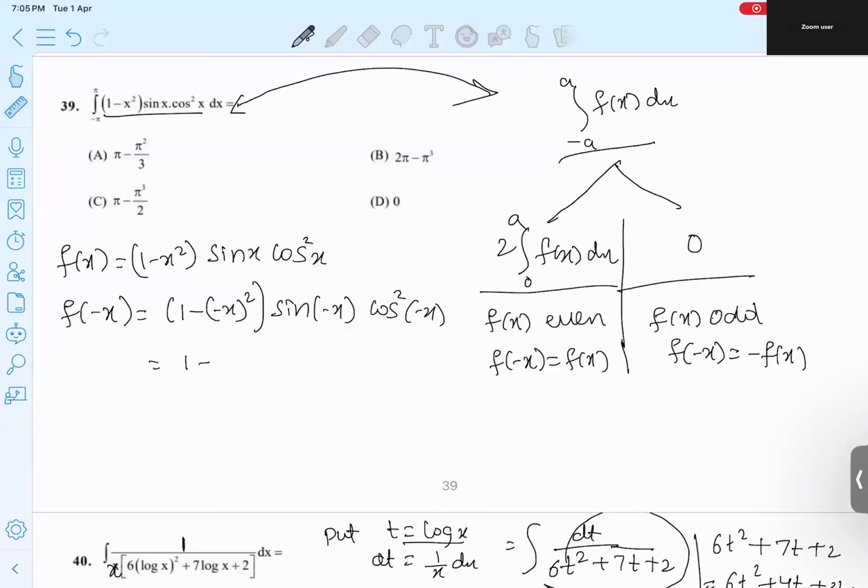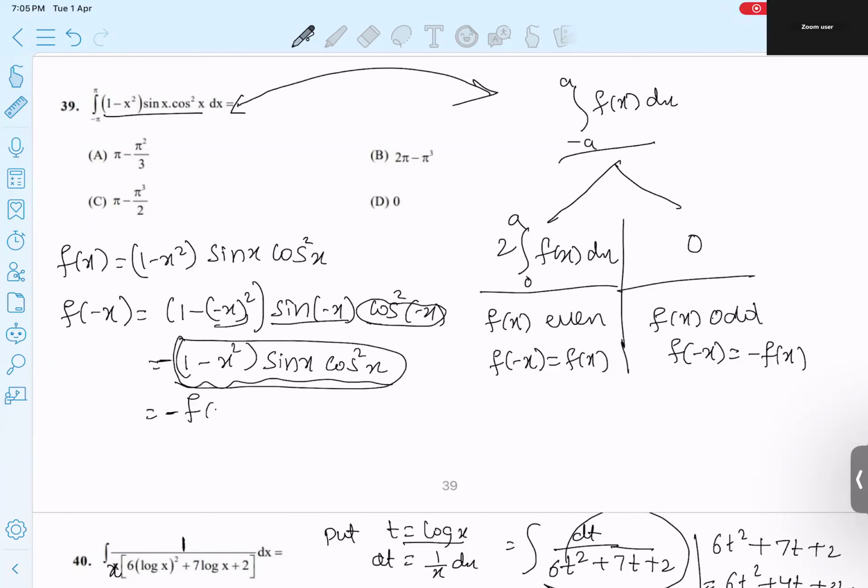So this will be 1 minus x whole square, which gives you x square only. Sine of minus x is minus sine x. Cos of minus x is cos x only. Anyhow, the square is there, it will be positive. So this gives us a minus. The remaining terms except this minus sign look like the function f of x. So this is an odd function. See the comparison. This is an odd function. So what is the answer? 0 is the answer.